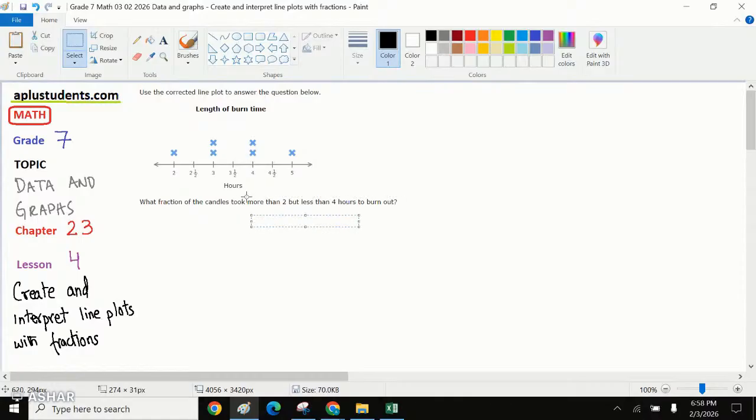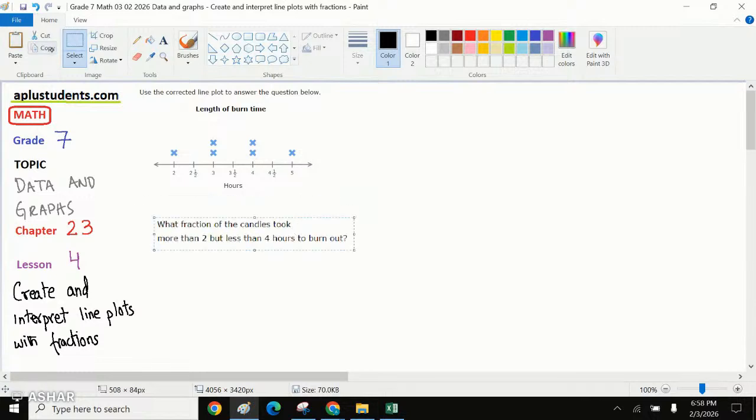Okay, just a moment, please. If this statement is given this, and let me make another copy of this. Okay, rather than fraction, if I would write, what is the number of candles took.